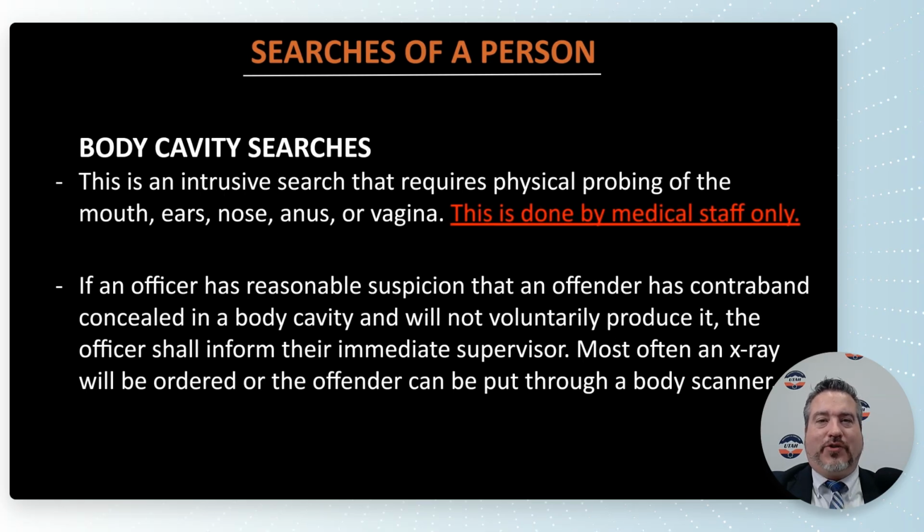The third kind of search that we're going to talk about is body cavity searches, everybody's favorite, because these are done by medical staff only. So if an officer has reasonable suspicion that an offender has contraband concealed in the body cavity and will not be voluntarily producing it, the officer shall inform the immediate supervisor. Most often an x-ray will be ordered, or the offender can be put through a body scanner if one's available.